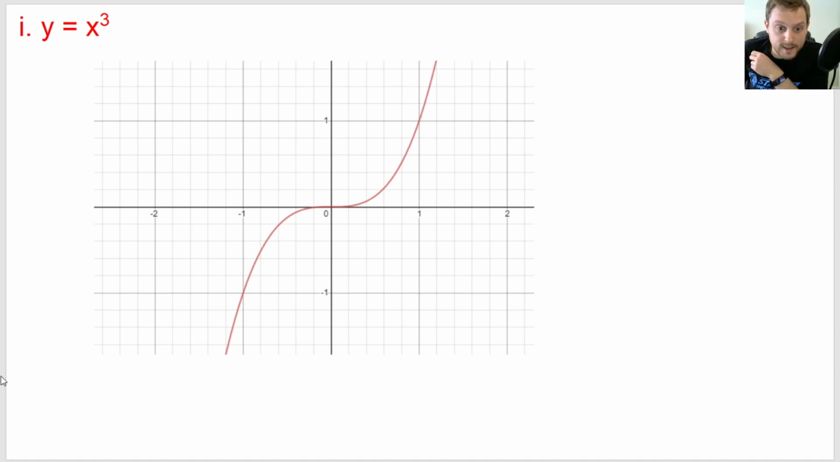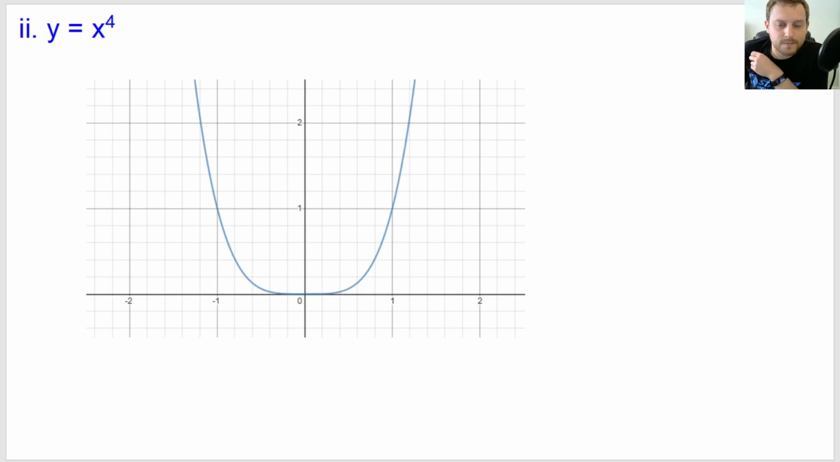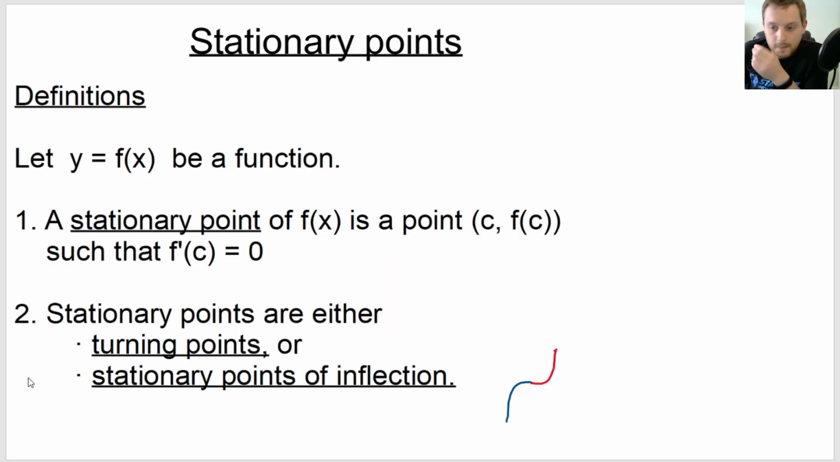So if we go back to the definition up here, as I was saying, stationary points are either turning points, which is what we're actually going to really be talking about. I mean, where are we? We're nearly half an hour in, but we're finally going to begin what we're talking about. Remember, it would have been the equivalent of a double lesson, so don't you worry about it. We will get there eventually.